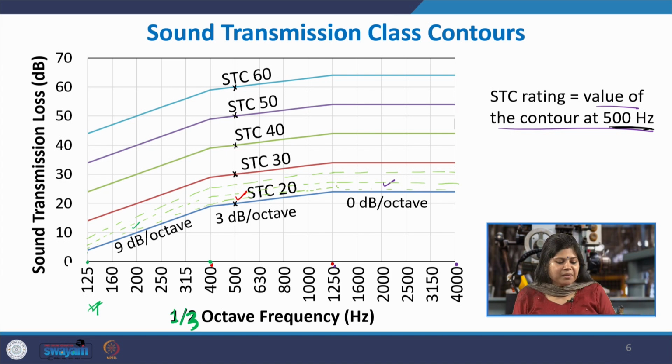You simply draw a line from 125 to 400 and the slope of the line should be 9 dB per octave, followed by a line from 500 to 1250 with a slope of 3 dB per octave and so on, and you can keep drawing such lines at any point. So, infinite such lines, which are a family of the STC curves.